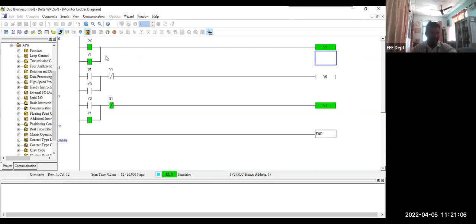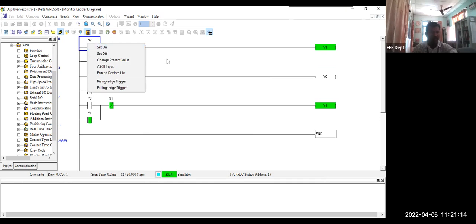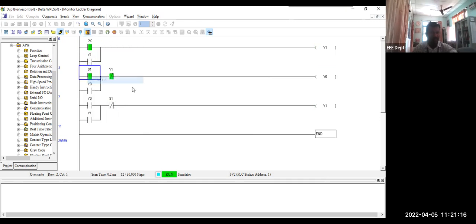Next case, S1 will be on, Y0 on, Y1 off. Coming to S2, S2 will be off, Y0 off, Y1 on. Reverse mode here, so please wait.